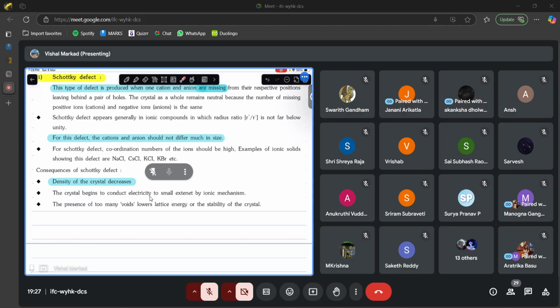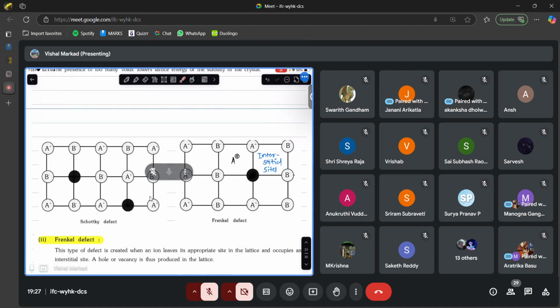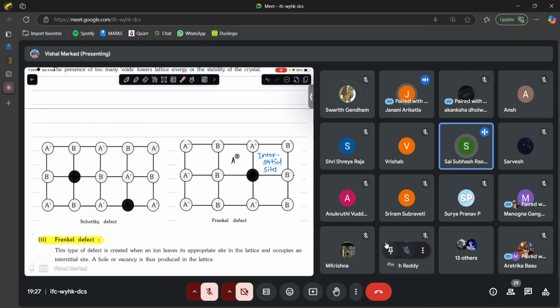Clear this thing? Okay, can you tell me 4-5 points without seeing it? First point, one cation and one anion are removed. Second, electrical neutrality will be maintained. Third point, density decreases. Fourth one, size of cation and anion are almost the same. Fifth one, examples.